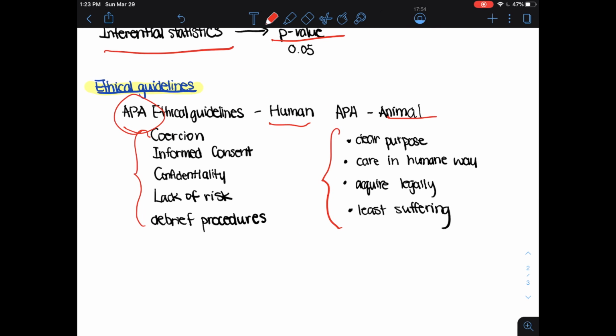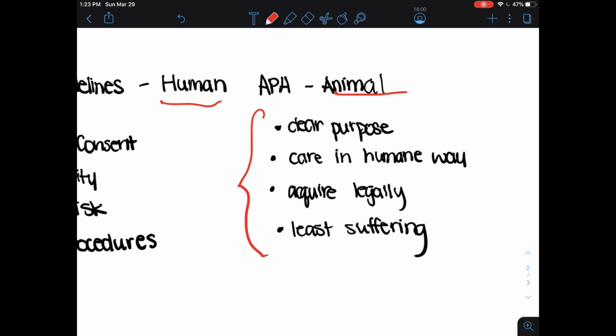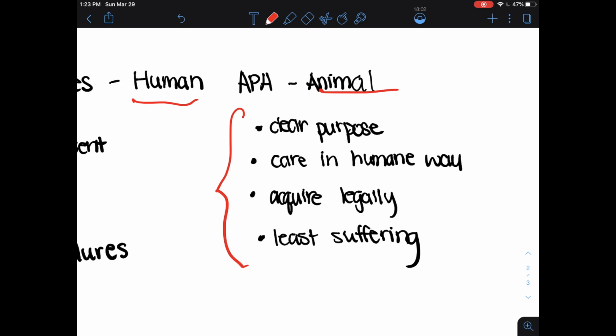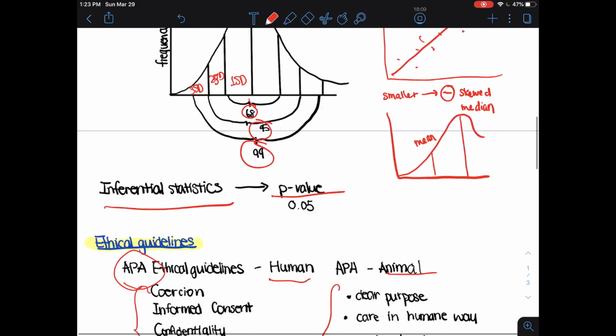And finally, the least amount of suffering. Even though there's going to be some kind of uncomfortable variable within the experiment, it needs to be overall the most minimal amount of suffering that the animals are exposed to.